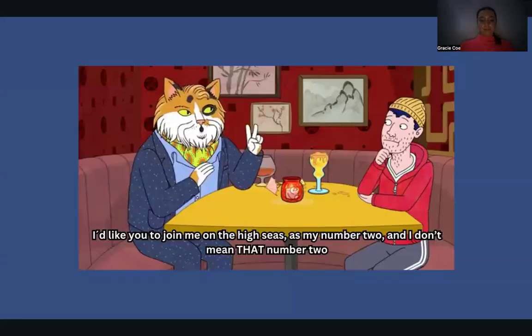Querría que vinieras al alta como mi segundo en aguas mayores. Y no me refiero a ese tipo de aguas.